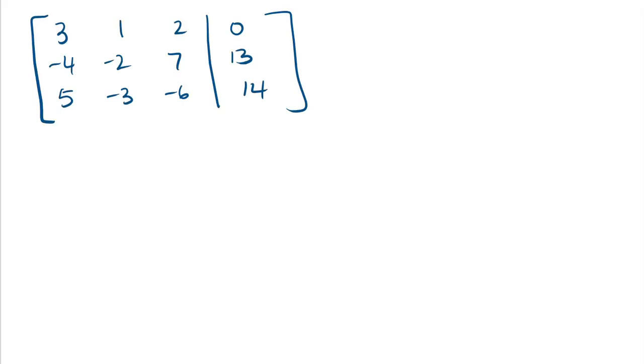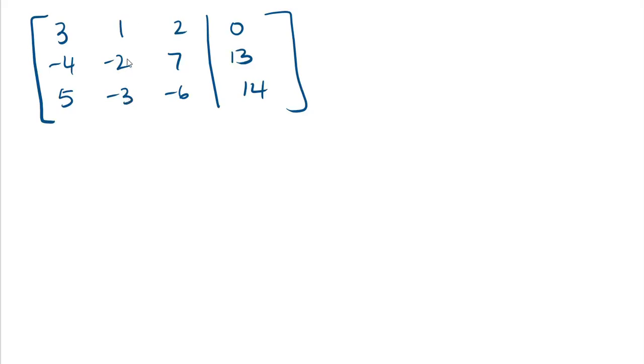We want to create a column with 2 zeros in it. I want you to find a number that's going to be easy to create zeros with. It's this 1, in my opinion, that's going to be the easiest to do. Everywhere else we'd have to use fractions, but this 1 is going to create zeros pretty easily underneath it. See if you can do that.